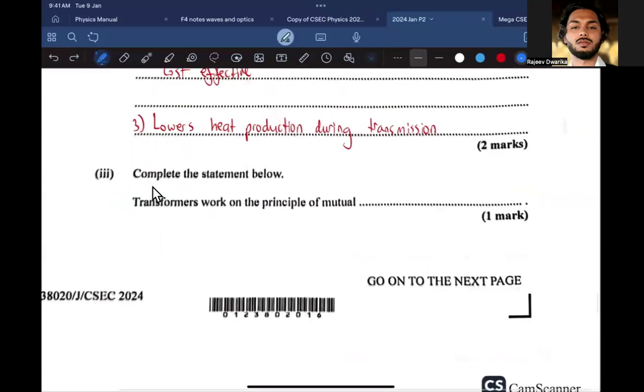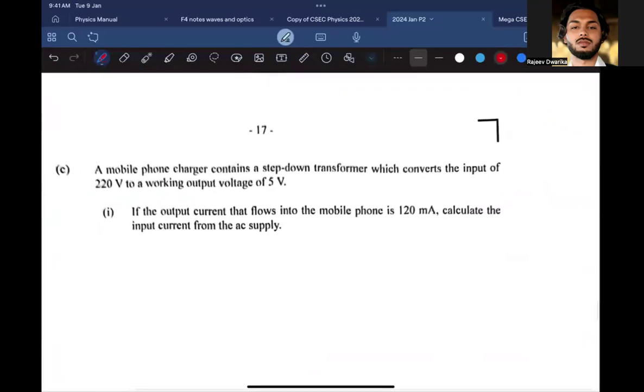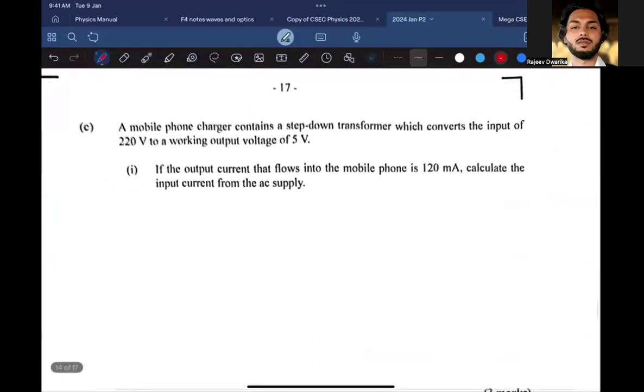Part 3. Look at the question here. Ocean, let me see if you remember. Transformers work on the principle of mutual what? They work on the principle of mutual induction. And the reason we call it induction is because they induce a current because of the alternating current. Nice.